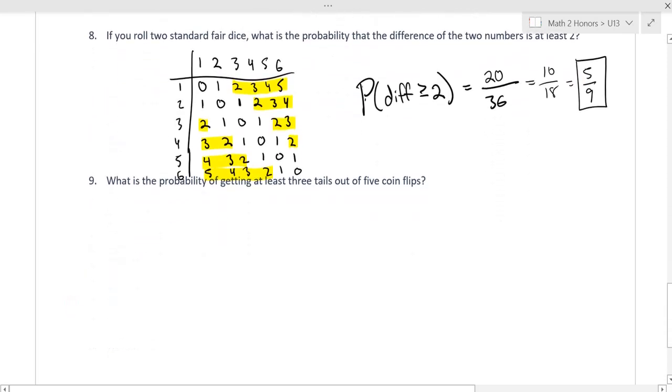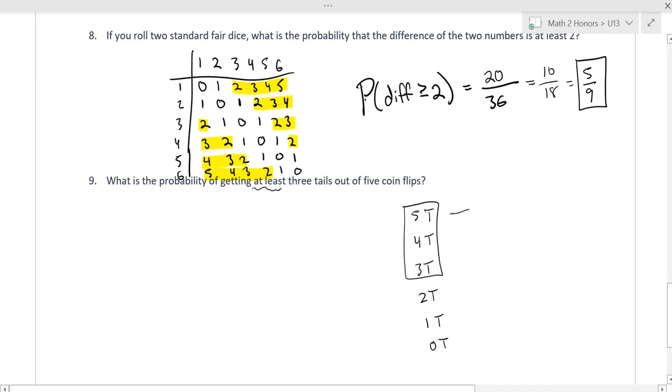9. What's the probability of getting at least 3 tails out of 5 coin flips? So if you flip a coin 5 times, you can have 5 tails, 4 tails, 3 tails, 2, 1, or none. At least 3 is 3 or more. Okay. And usually when it says at least, you want to think about the backdoor approach, but in this case it doesn't matter. You've got 3 cases either way.